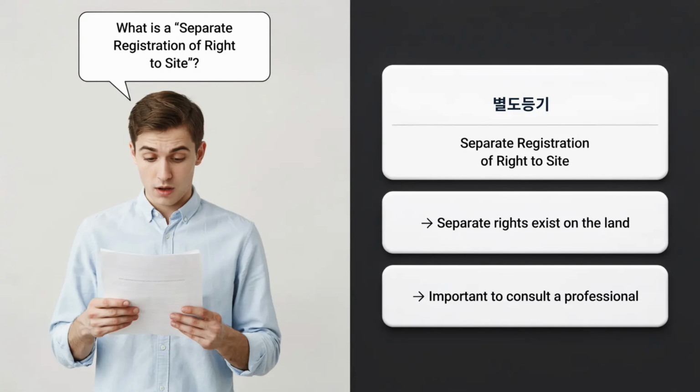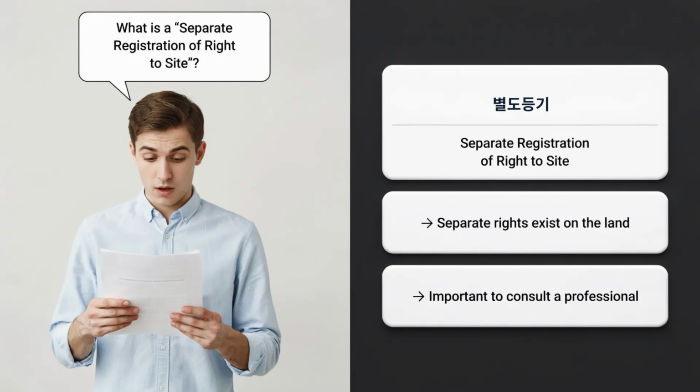Seizure is more serious than provisional seizure. Provisional seizure is a temporary freeze. Seizure is the next stage. The court has started the process to auction the property. It is important to consult a professional before signing. If the document shows a ruling to commence auction, the court has already started the auction process for this property. It is important to consult a professional before signing.